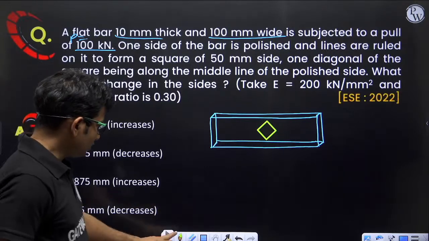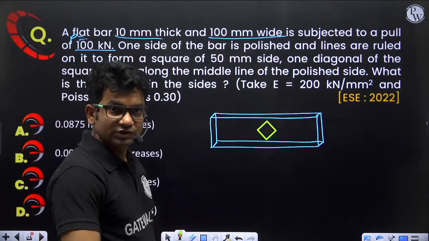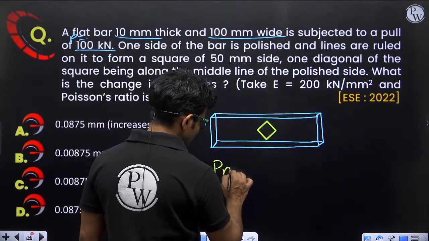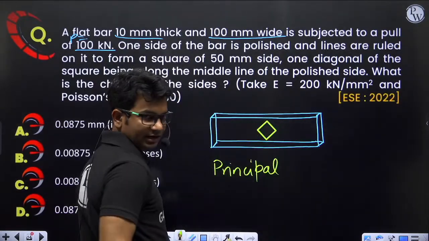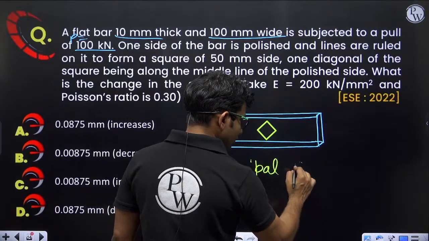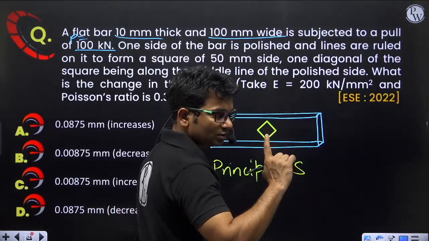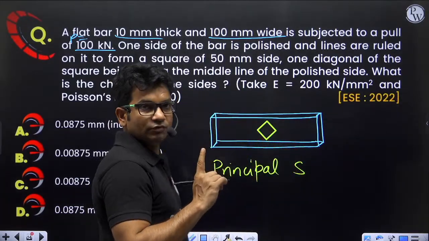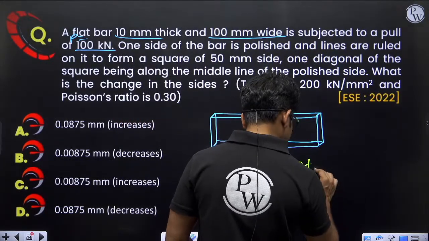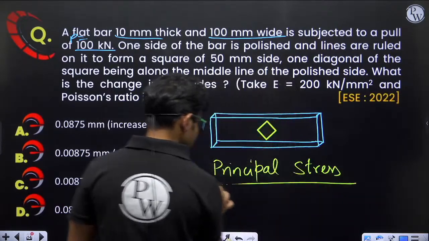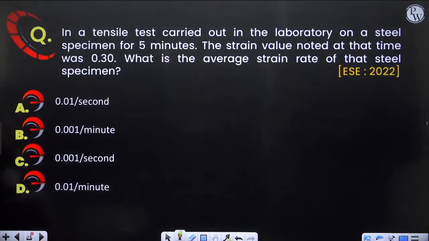Okay, so here this is not a question of the first chapter. This question will be done in principal stresses, because the angle of the diagonal is changed. So we will do this in the fourth chapter. Fourth chapter is principal stress. So in chapter 4 we will do this question. Okay, so let's move on to the next question.